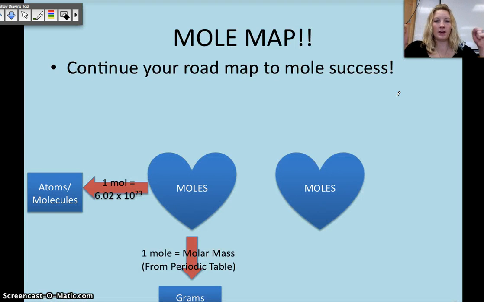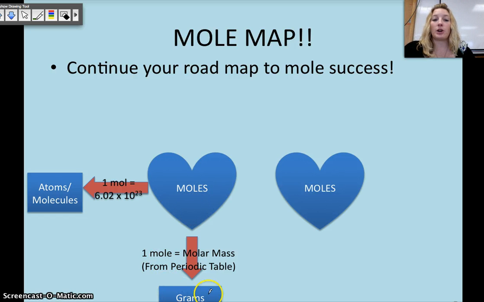So, this leads us to a new path on our mole map. So we will add this in class today, but we know that we can get to atoms and molecules using 1 mole is equal to 6.02 times 10 to the 23rd, and we know that we can now get to grams using 1 mole is equal to our molar mass. This comes from our periodic table. But now that we have these two pathways, we can actually go one to the other. We don't have a pathway from atoms to grams or grams to atoms directly, but we can go through each other and use more than one conversion.